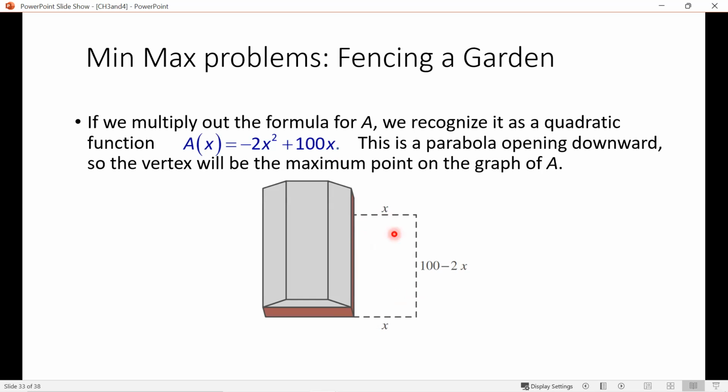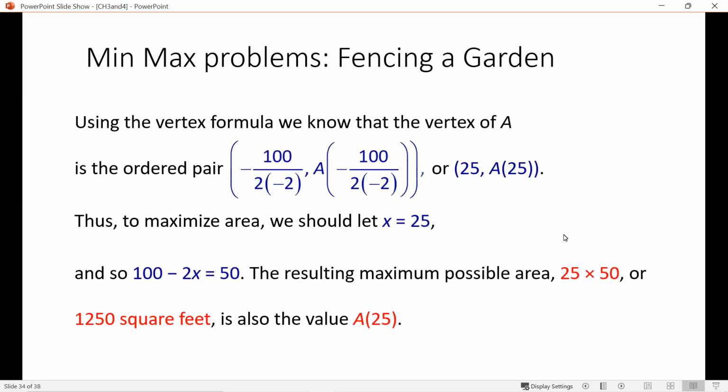Now that we've set our x, we know the formula for the area is just length times width. So we multiply our length times our width, and we get this formula for the area. We can see, because our a is -2, that it's a parabola opening down. So the vertex is going to be the maximum.